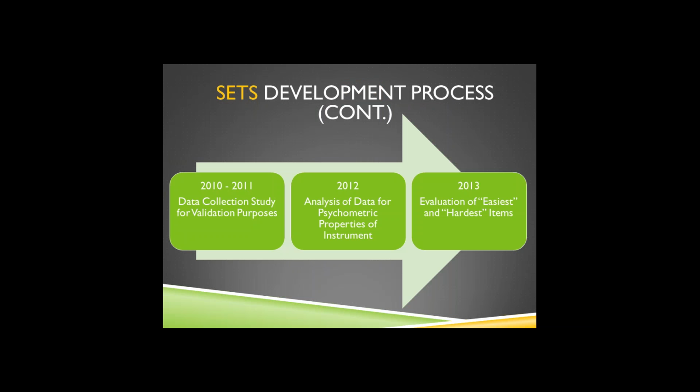So, once we felt comfortable with the wording of the instrument, we started doing data collection for validation purposes, and one of those analyses that came out was looking at the psychometric properties of the instrument. But then we wanted to know what sort of practical information we could learn from the data. So what are we learning that can influence further research or our further activities?